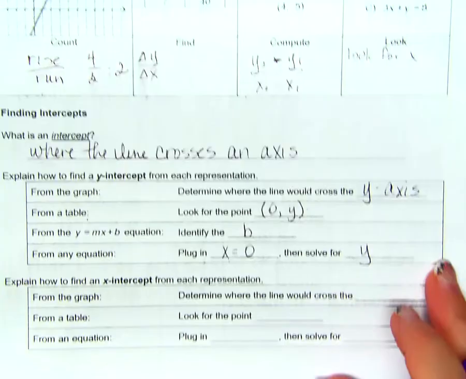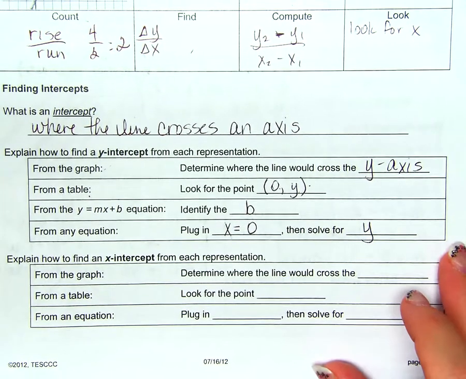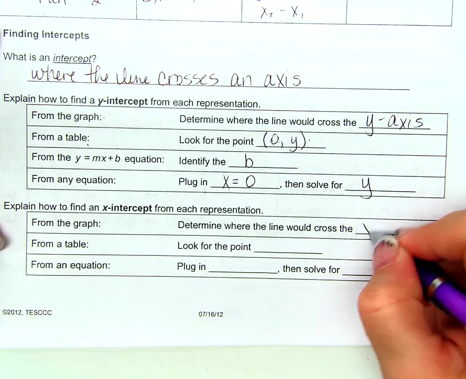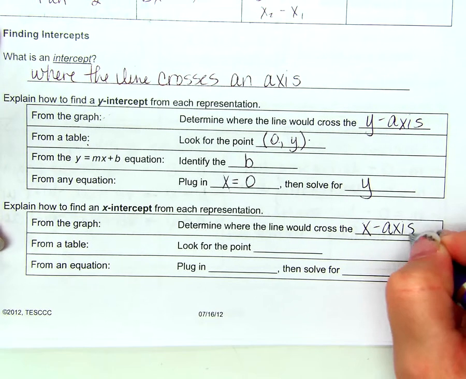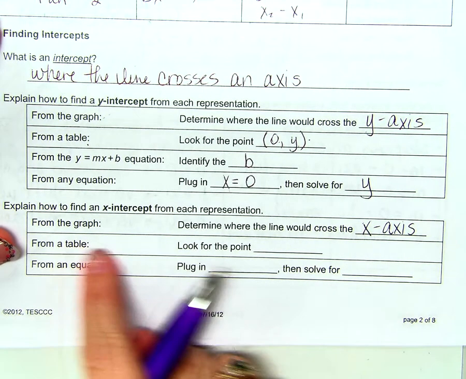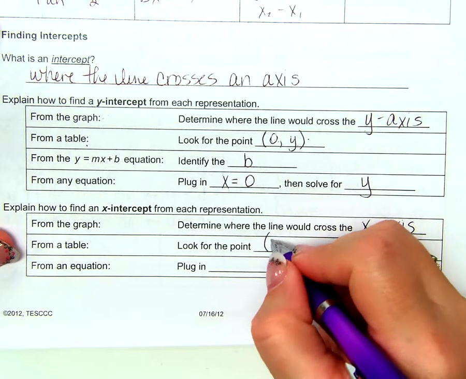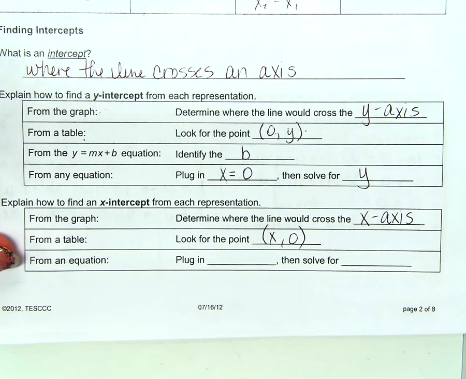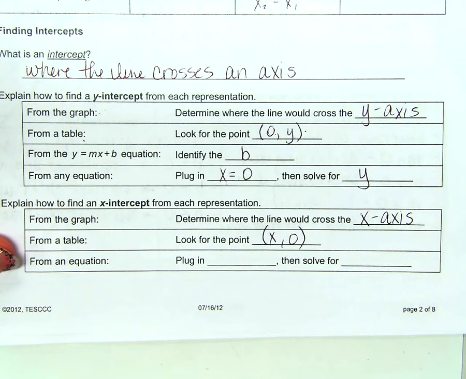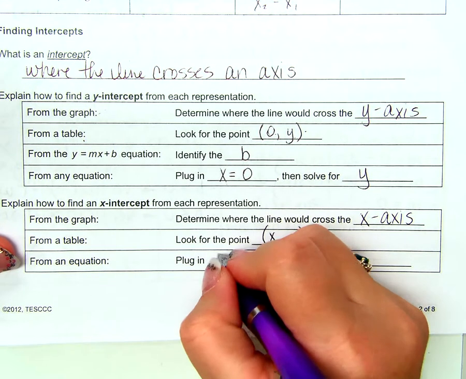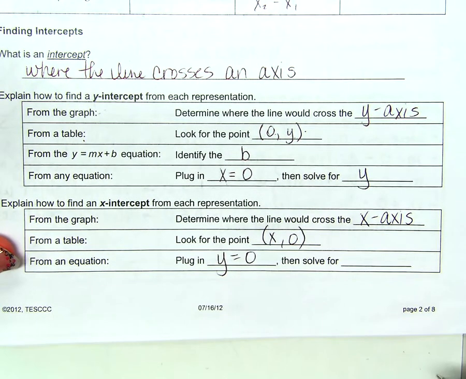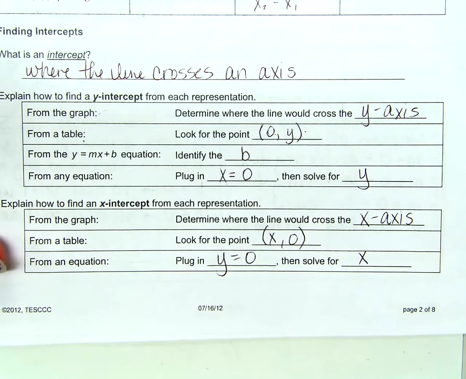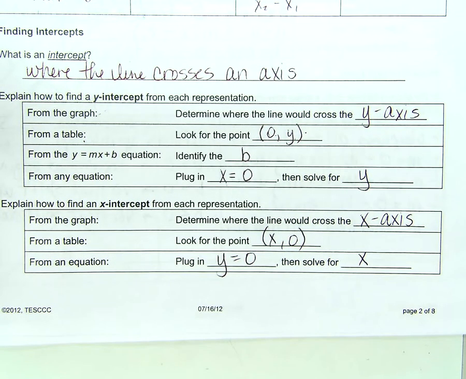So how do we find an x-intercept? What about from a graph? Where we cross the x-axis. What point are we looking for in a table? X comma 0. And what about an equation? Plug in y equals 0 and solve for x. Any questions?